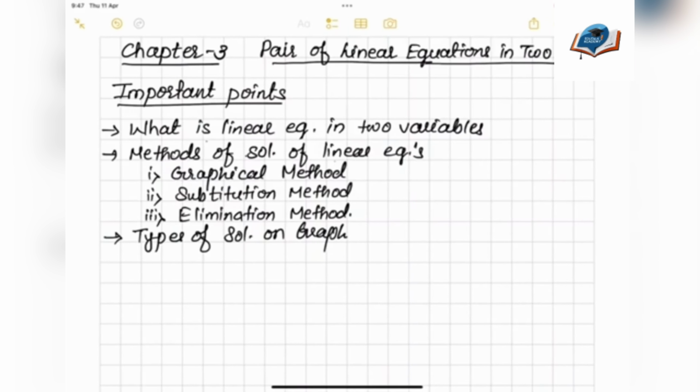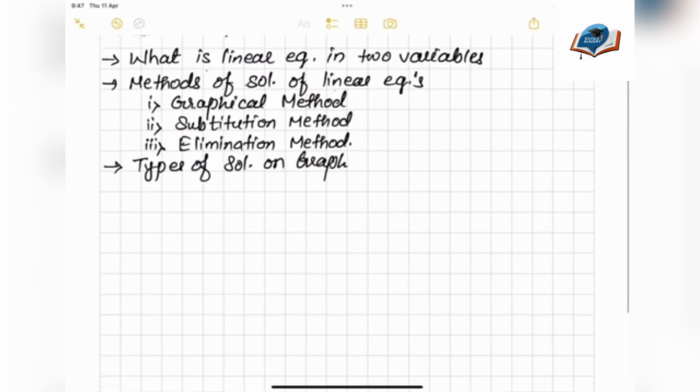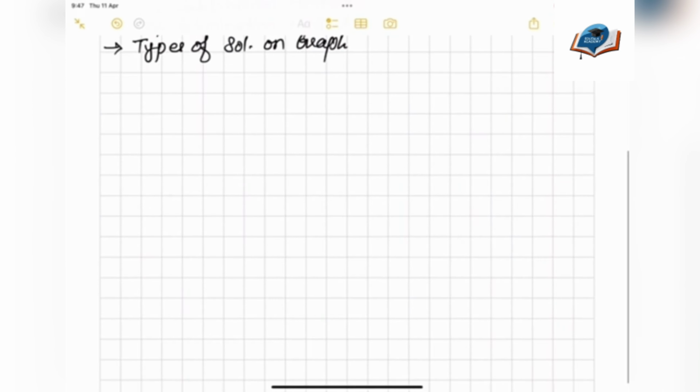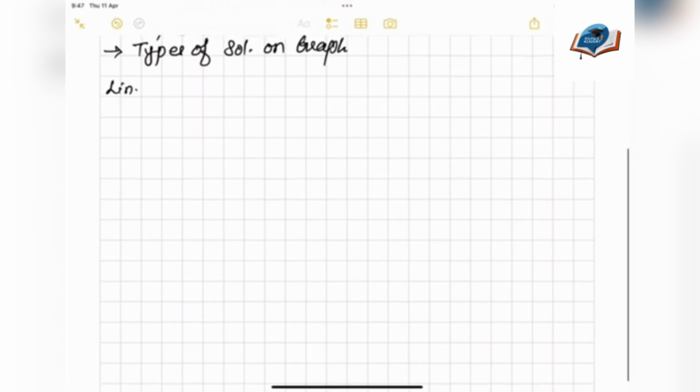Good morning, students. Today we are going to discuss the pair of linear equations in two variables. Here we are going to cover the important points, that is what is a linear equation in two variables, methods of solution of linear equations, that is graphical method, substitution method, elimination method, and in graphical methods we will go through types of solutions on graph. So now let us start with the first point.